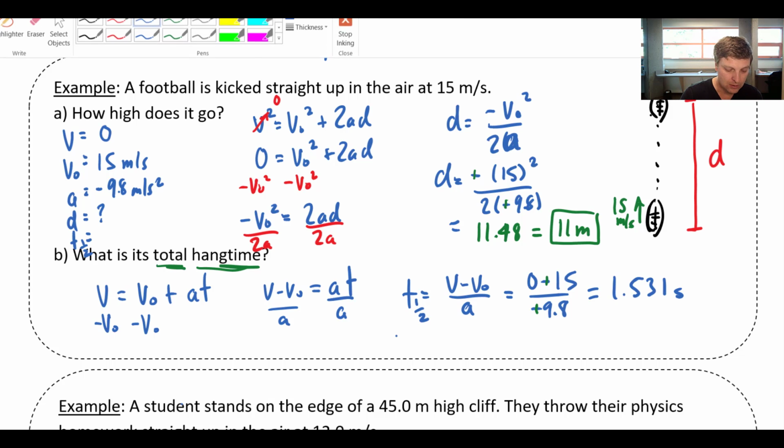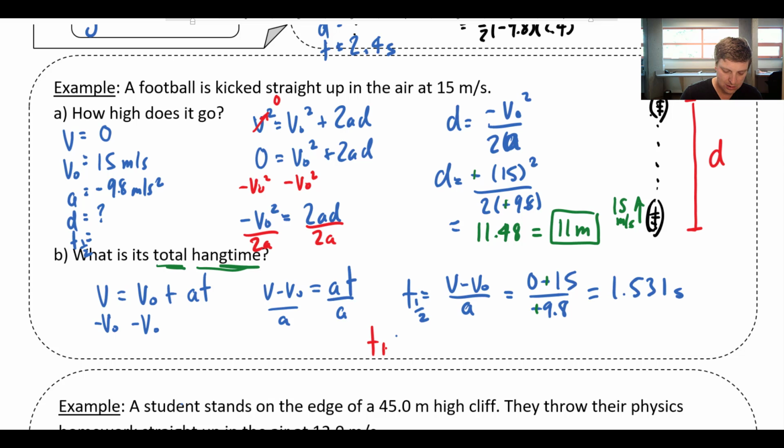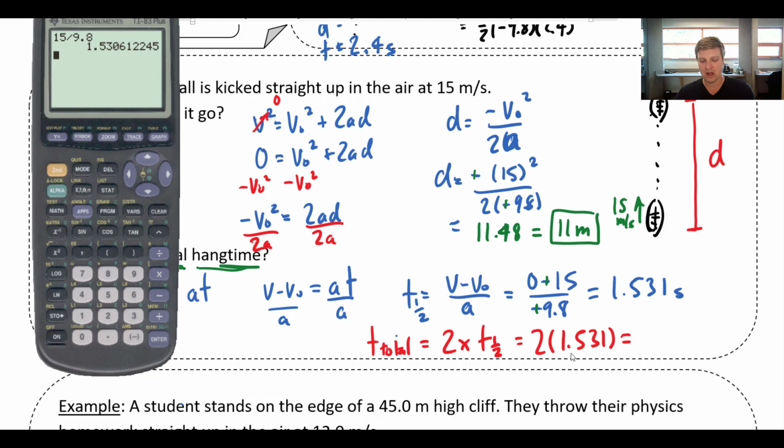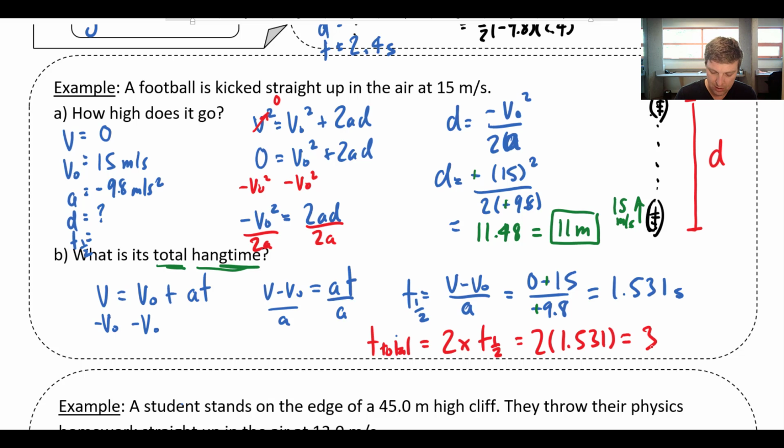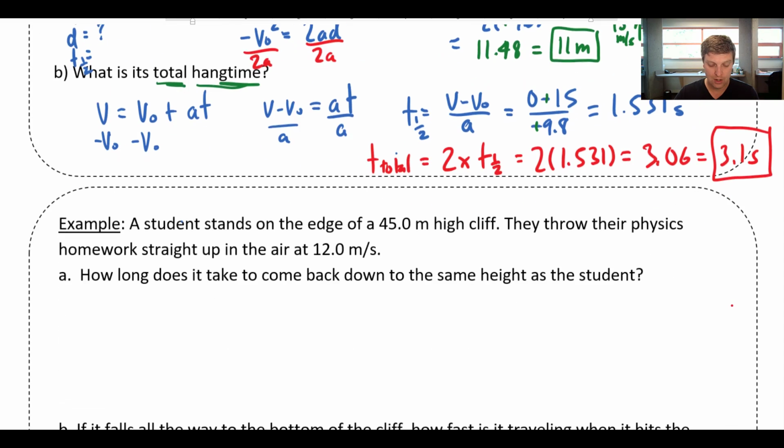And so t total, you can imagine, is just equal to 2 times t1/2, which is 2 times 1.531, which I've got on my calculator here. And whenever possible, even though I wrote down a rounded off version there, I'm just going to use the full number in my calculator. I'm just going to multiply this by 2, and so I get 3.06, which to 2 sig figs will just be 3.1 seconds. And there I go. Okay, all right, we're going to do one last example.